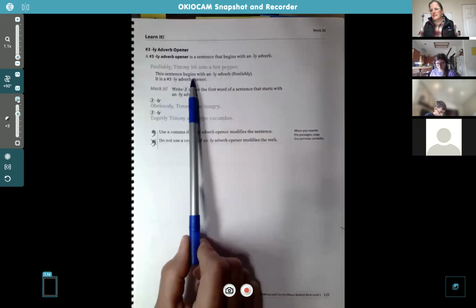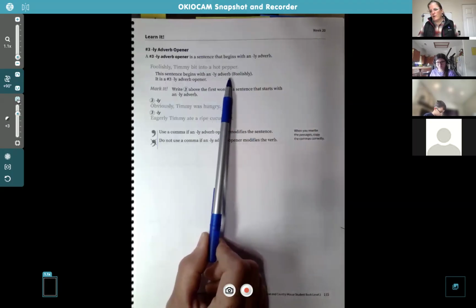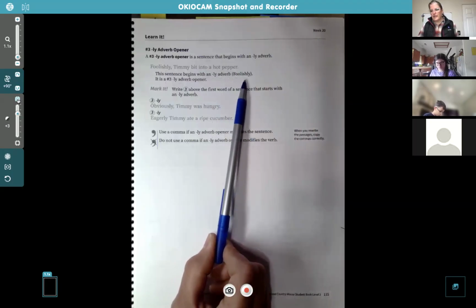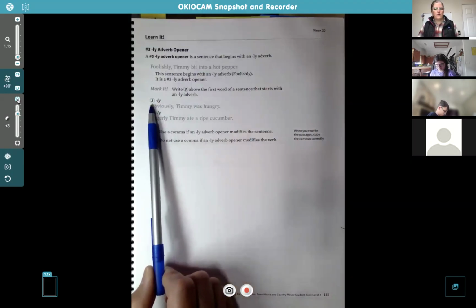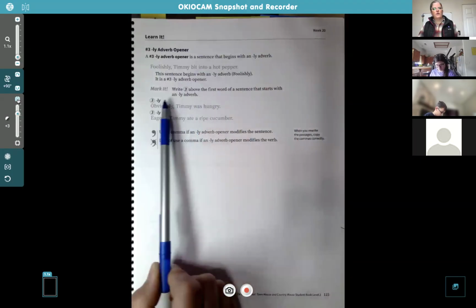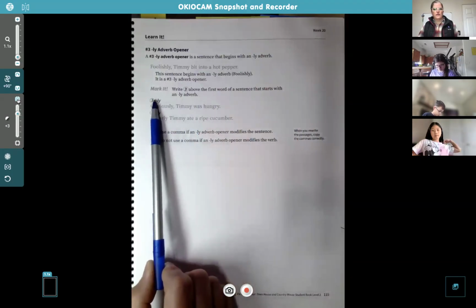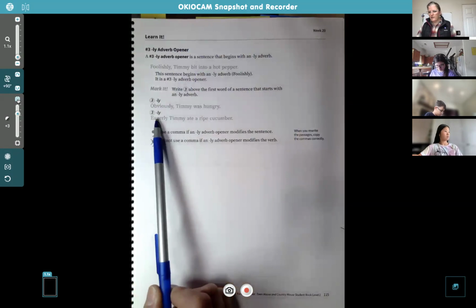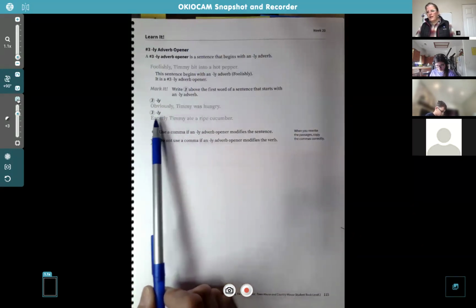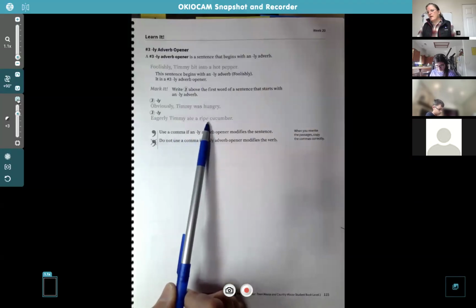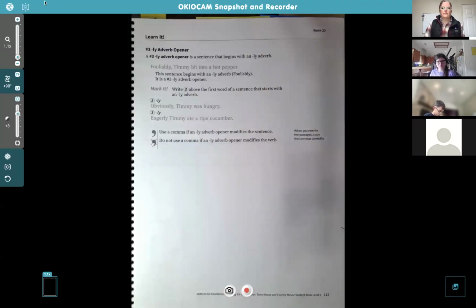So this sentence is an ly adverb opener with the word foolishly. The way you mark these is with a number 3. When you do it in your writing, you use a bracket. Remember that? But for this, in your grammar book, you're going to put a 3 with a circle around it and put ly next to it. So obviously, Timmy was hungry is one example. And then eagerly, Timmy ate a ripe cucumber.